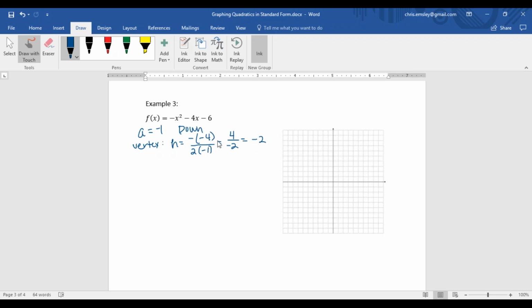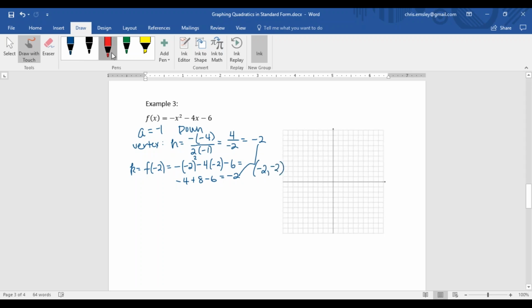And then to find the y-coordinate of our vertex, I'll plug -2 into our function. So we get negative (-2) squared minus 4 times -2. Be careful with all those negative signs. That can sometimes mess people up, because here the -2 gets squared, so it becomes a positive 4, but there's still that leading negative sign out front, so it goes back to -4 plus 8 minus 6, which is -2. So we put these two together, and our vertex is at (-2, -2).